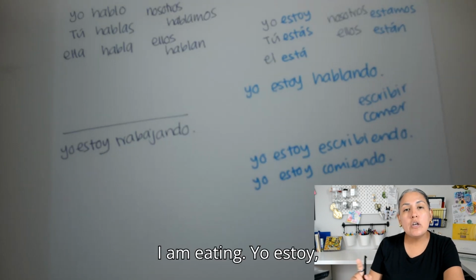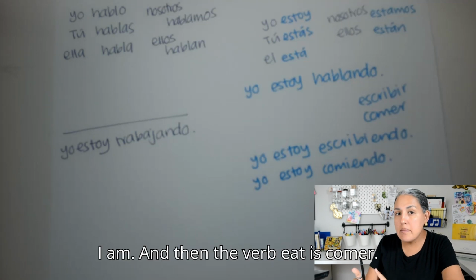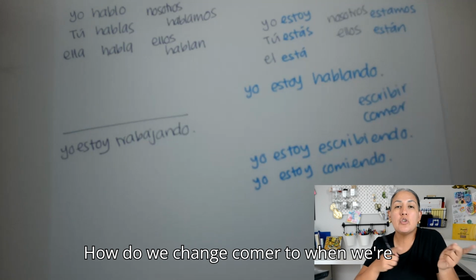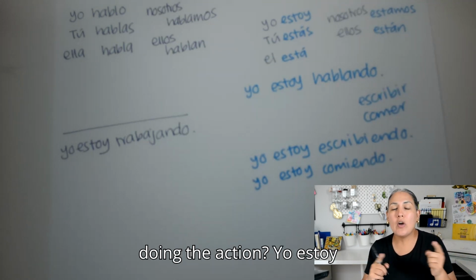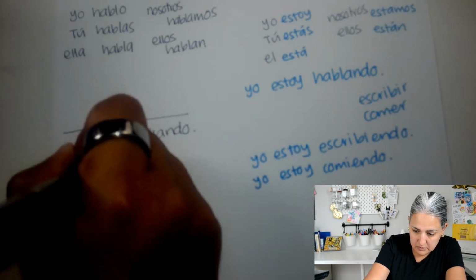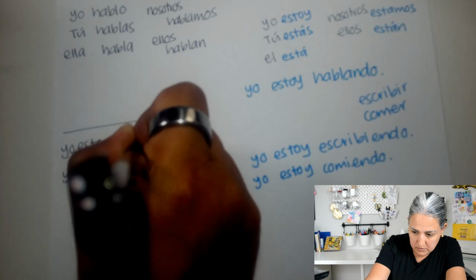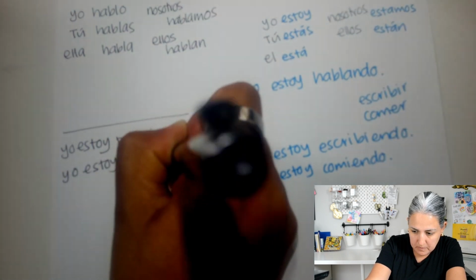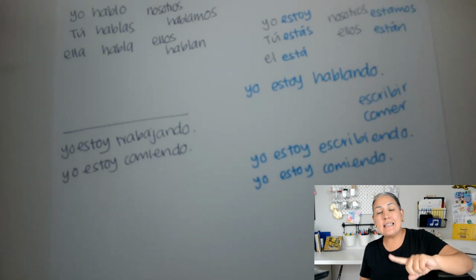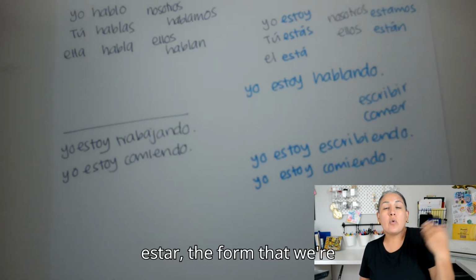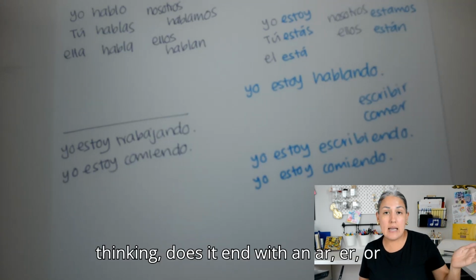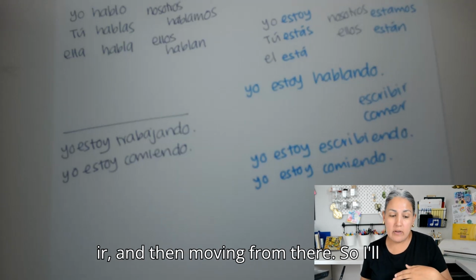I am eating. Yo estoy, I am, and then the verb eat is comer. How do we change comer to when we're doing the action? Yo estoy comiendo. So 2 easy steps. The verb estar in the form that we're using for the pronoun, and the verb we're thinking of. Does it end with an AR, ER, or IR? And then moving from there.